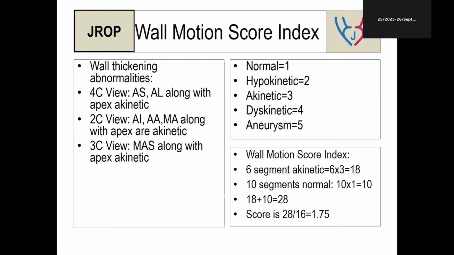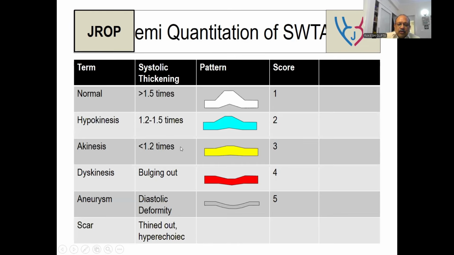Correct. Now look at this LAD territory. In the 4 chamber view, apical septum, apical lateral along with apex are akinetic. So 2 segments. In the 2 chamber view, apical inferior, apical anterior, mid anterior along with apex are akinetic. 3 segments. And in the 3 chamber view, mid anterior septum along with apex are akinetic. So we are dealing with mid LAD lesions. 1, 2, 3, 4, 5, 6. 6 segments akinetic means we have to give a score of 3.